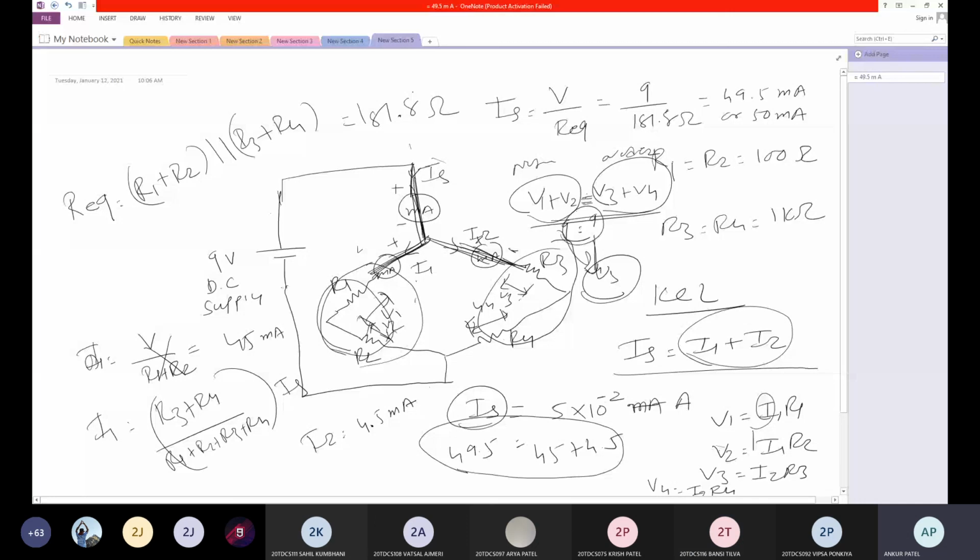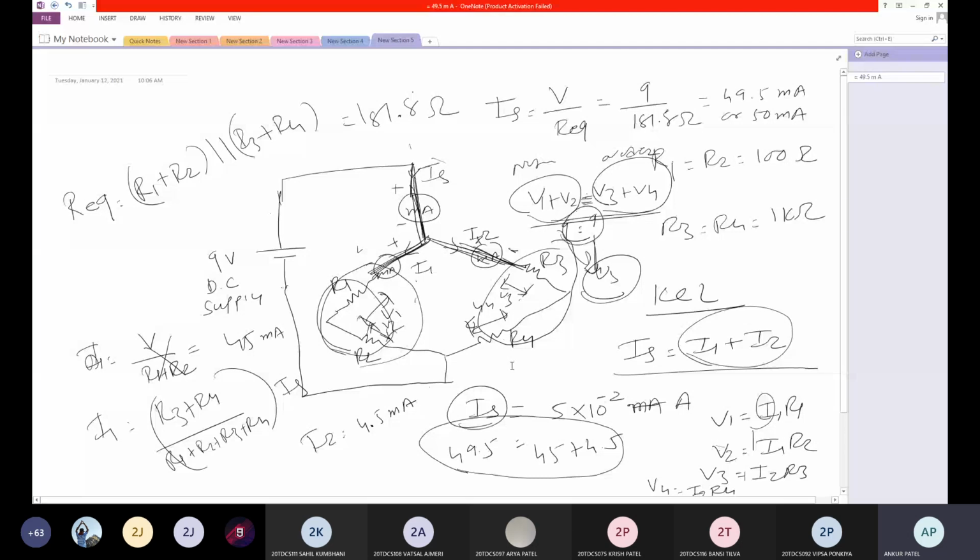You can find this theoretically and compare with practical. We will not get exactly the same, because there will be error between practical and theoretical readings: measurement error, instrument error, human error, and component error. Suppose we are using 100 ohm, but practically it will be around 99 point something due to tolerance. So there are many errors, which is why practical is not equal to theoretical reading.